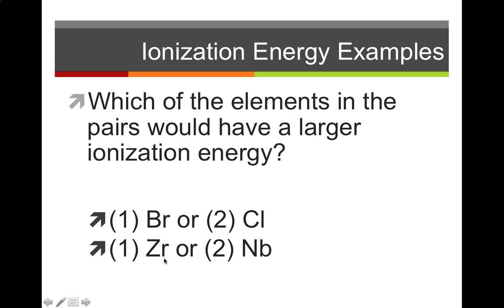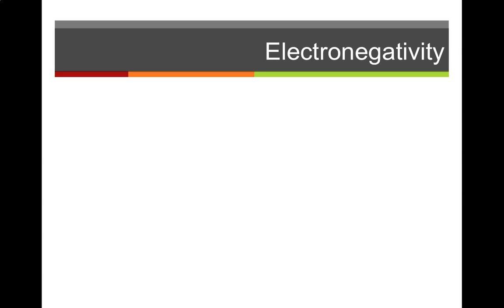And again, zirconium and niobium, atomic number 40 and 41. It would be easier to remove an electron from the larger zirconium than it would from the niobium, which means the niobium has a larger ionization energy. It takes more energy to remove an electron from it.